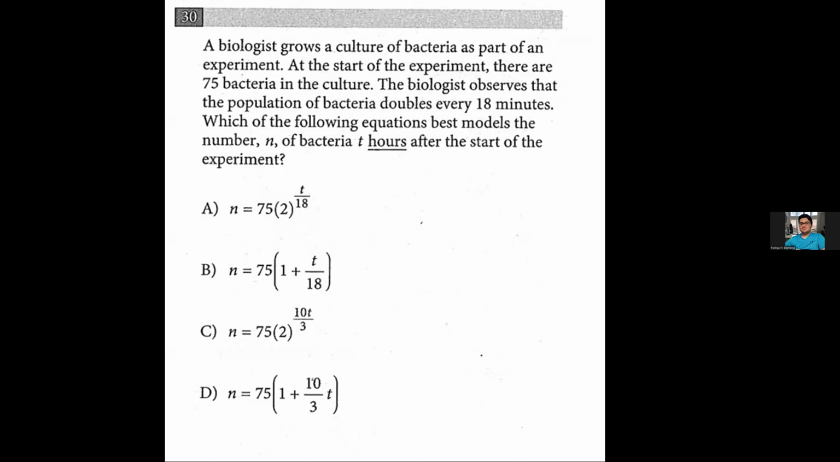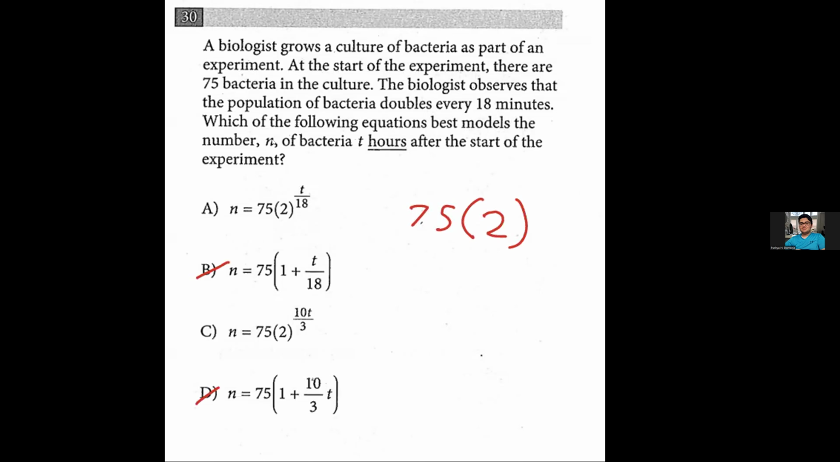Okay, so question 30. We're told at the start of the experiment there are 75 bacteria in the culture, so we have a base of 75. We're told that the population of bacteria doubles every 18 minutes, so we have a doubling time. This means the base of the exponent would be a 2. So we already know it can't be B or D because of that.